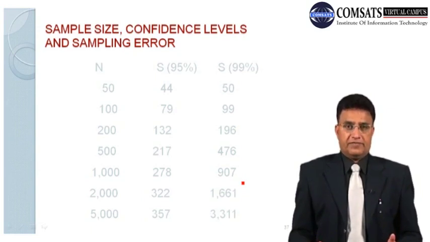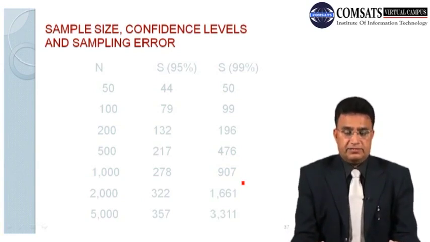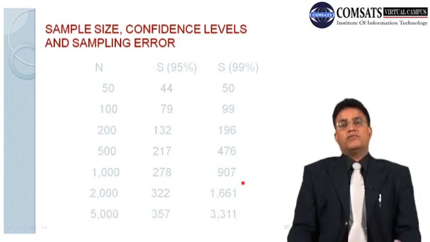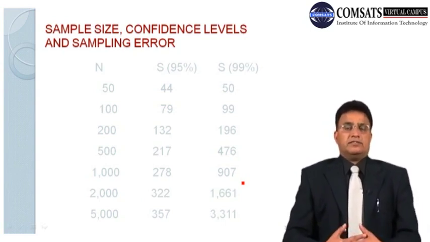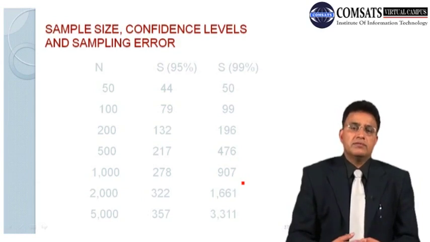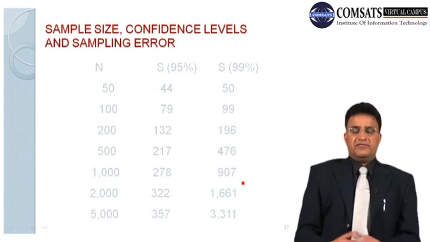Here the total number is 50. And with a 95% accuracy, the sample required would be 44. If the population, that is capital N, is 50, and you need 95% accuracy, the sample size would be 44, and if you want 99% accuracy, the sample required would be 50 out of 50.